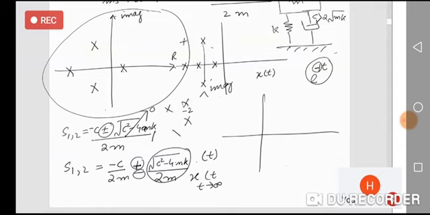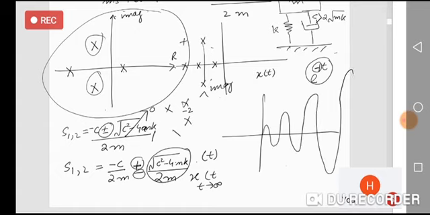Because of the imaginary part. Because 2 of the poles have imaginary part. So this system response will be something like this. ठीक है? Is it clear now, students?